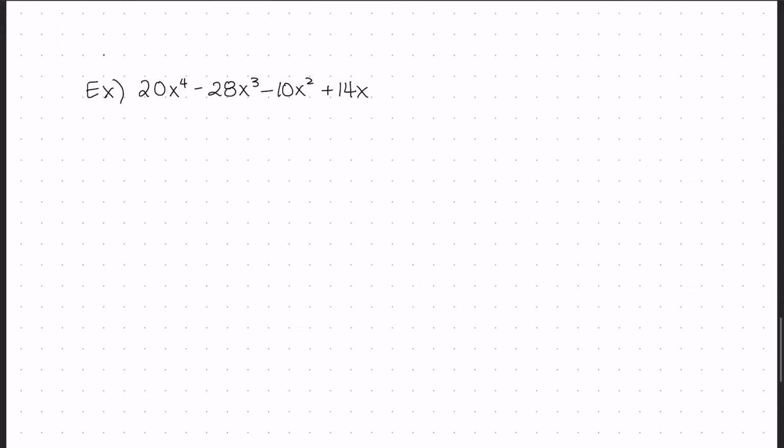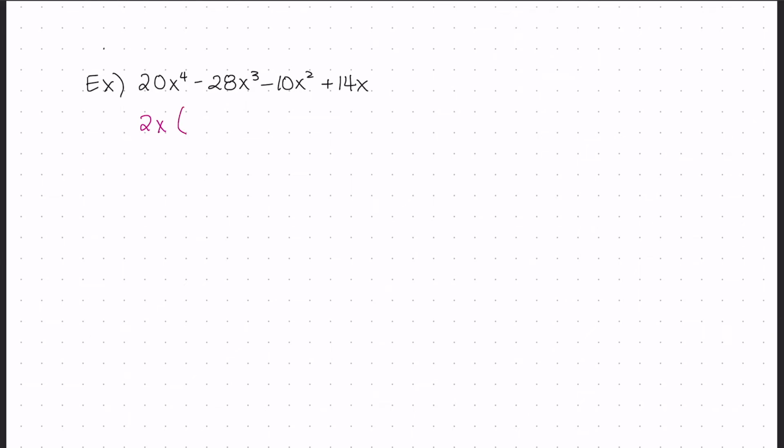So let's look at this one. So what do you notice about this one first? And hopefully you're thinking, oh, hey, there is a greatest common factor, because yes, there is. If we look at each one, each coefficient is divisible by 2, and there is at least 1 x in each term. So I'm going to factor that out first. I'm going to factor out a 2x, my greatest common factor.